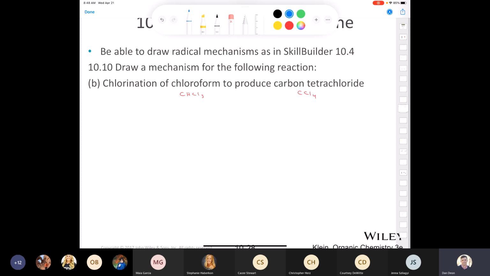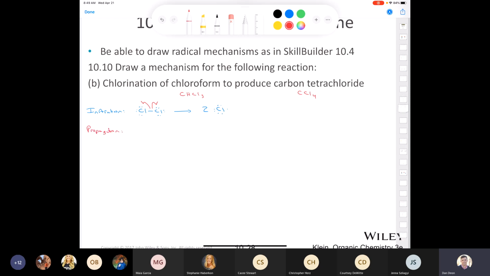All right. Anyhow, so let's draw the whole mechanism here. So let's start with initiation. We're going to start with our chlorine molecule. Everybody should know how to draw the Lewis structure of chlorine. We'll draw the fishhook arrows for the homolytic cleavage. What do we get from that? We end up producing 2 chlorine radicals. There we go. So what happens next is propagation.